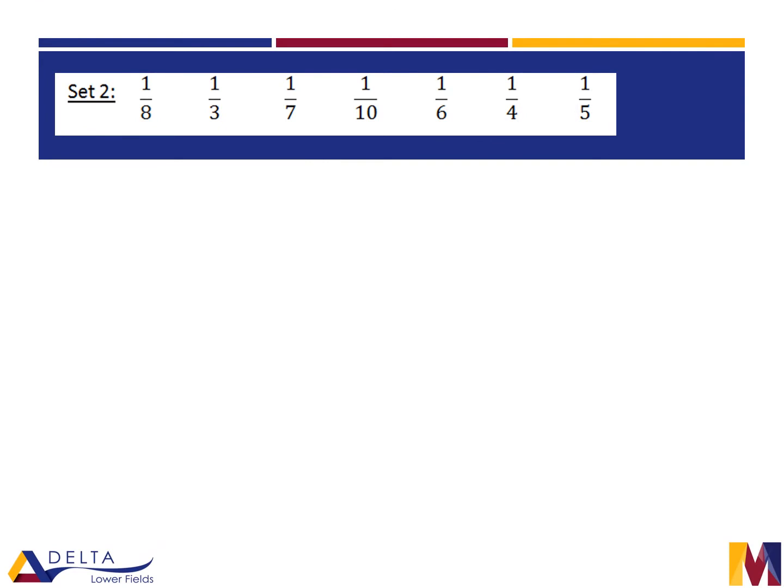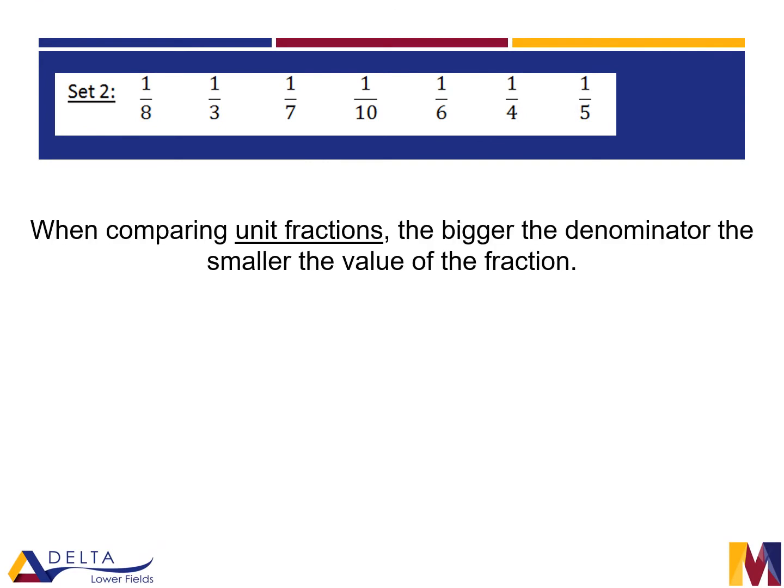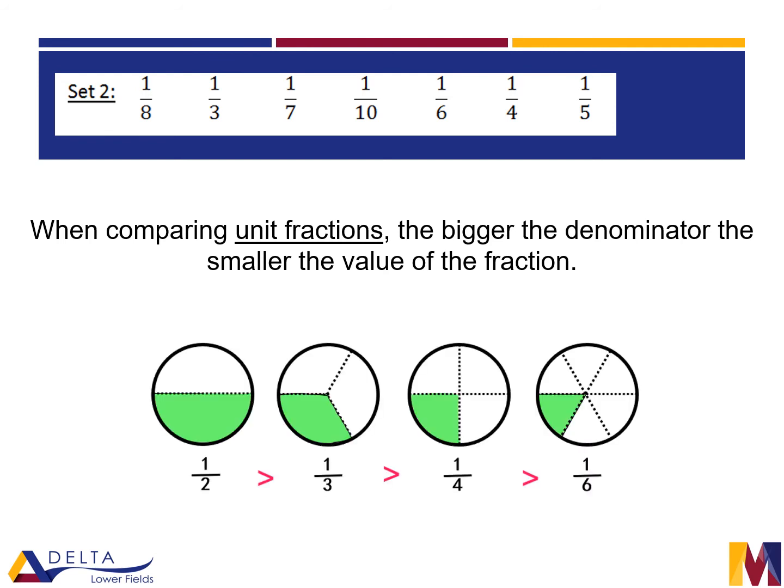So in set 2, we have this. Now there's definitely different denominators going on, but in this one, we're comparing unit fractions. If you haven't figured that out yet, unit fractions have a 1 as the numerator. They are 1 of that particular size piece. The bigger the denominator, the smaller the value of the fraction. For example, 1/2 is greater than 1/3, which is greater than 1/4, which is greater than 1/6, and so on.